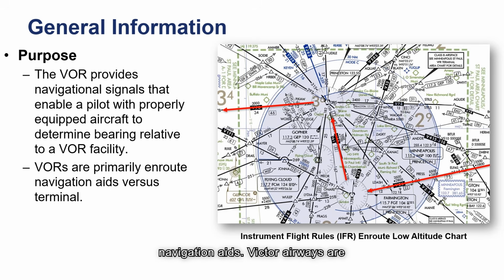Victor airways are depicted as black solid lines on an instrument flight rule en route low altitude chart, and as thick faded blue lines on VFR sectional charts. They are identified by the letter V and a number. For example, a pilot could say that she is flying Victor 8.